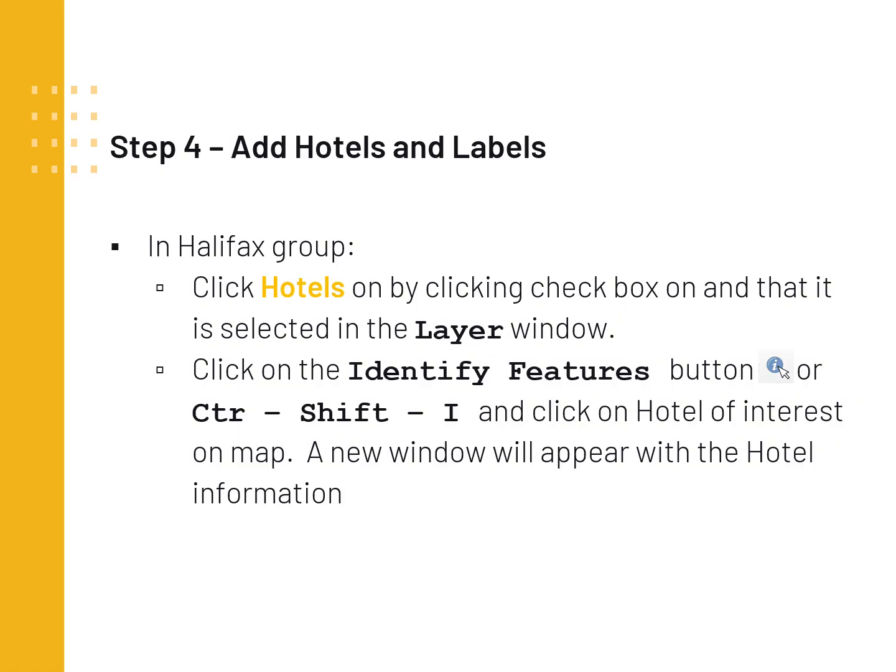Then what I'd like you to do is find a hotel and then click on the Identify Features button, the one that has the little I in it, and then click on a hotel. Or conversely, you can hit Control-Shift-I on your keyboard and then click on a hotel. And it's going to give you information about the hotel that you clicked on.